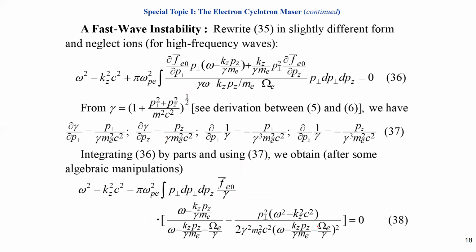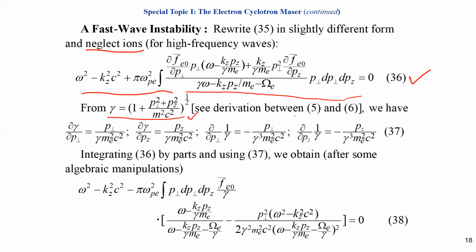Rewrite equation 35 in slightly different form and neglect the ion. We just consider electron and neglect ions. Why neglect ions? Because ions are too slow; we only need to consider electrons. So the equation becomes here, just one species. That's equation 36. And gamma is related to here.